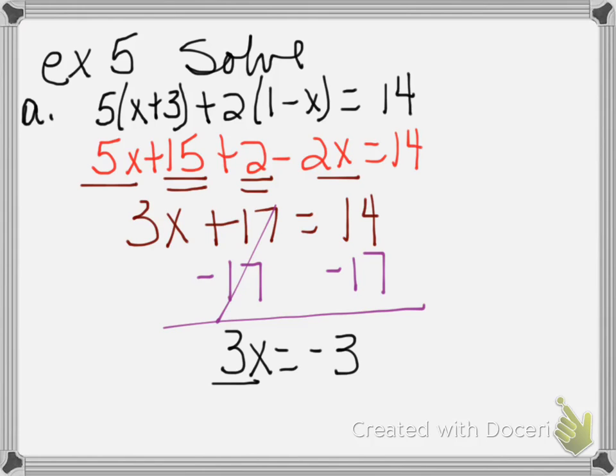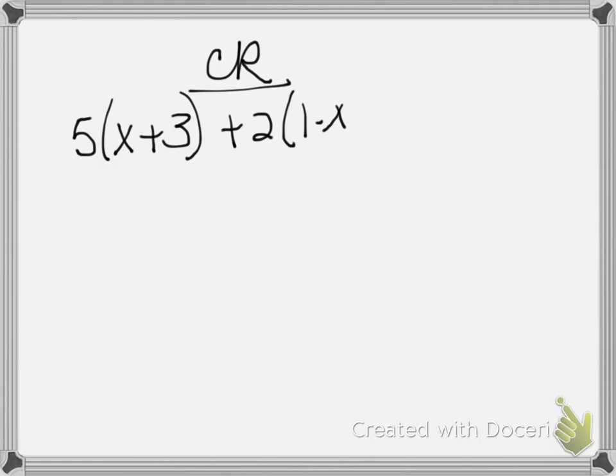And I get 3x equals negative 3. Then I'm going to divide both sides by 3, and I get x equals negative 1. To check it, I'm going to write the original problem, and wherever I see x, I'm going to plug in negative 1.